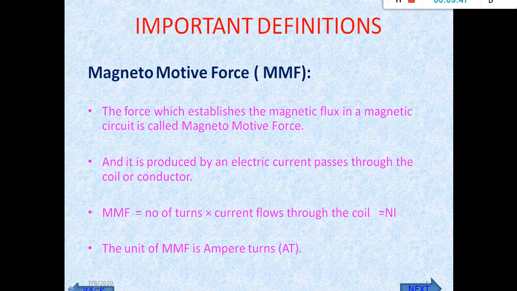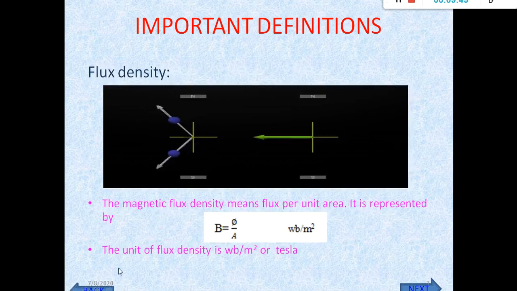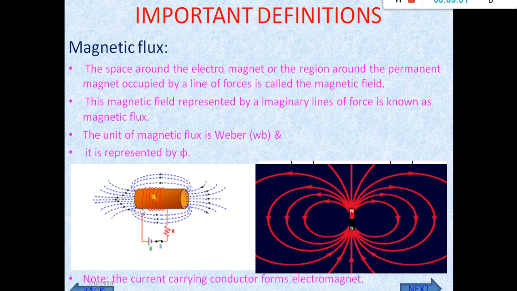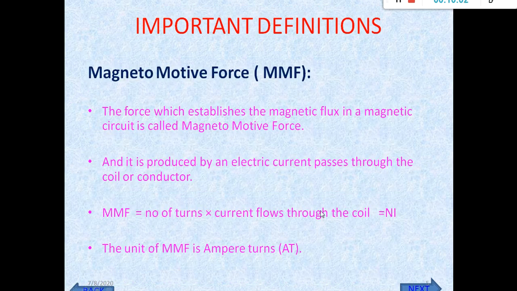The magnetomotive force is found by the number of turns in the coil, and then the current flowing through the coil. Okay, the unit of magnetomotive force is ampere turns. Ampere represents the unit of current and turns, the number of turns in the coil.